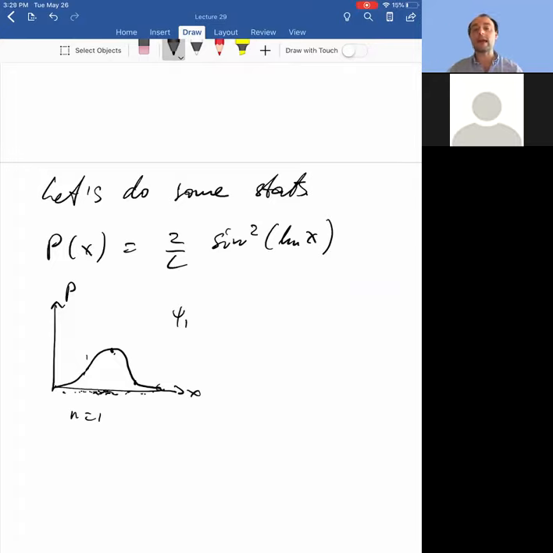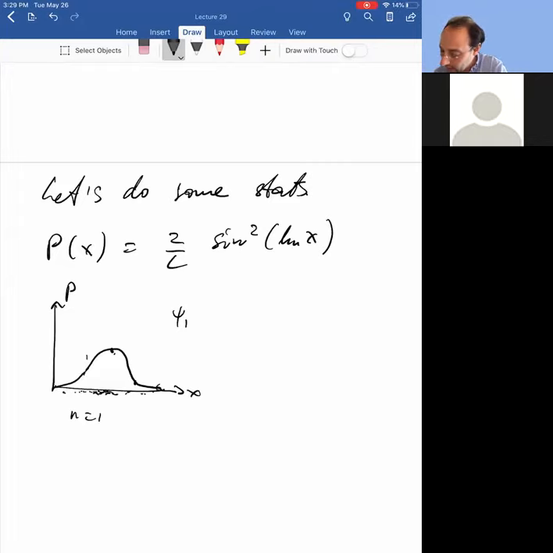Then when you go to the lab, you measure position of the first particle, you will get a value. You measure position of the second particle, you'll get a value. Then you collect statistics, and if all of those particles were in psi1, then the statistics, the histogram, will look like this probability distribution. That's what it means.